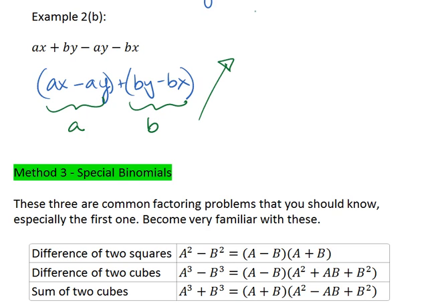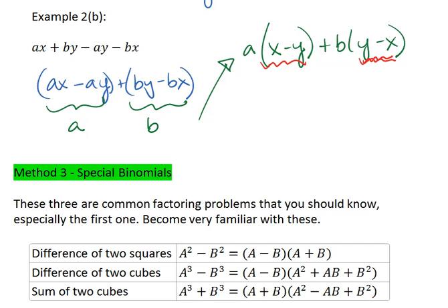Factoring out the common factor to each group, we have a times the quantity x minus y. And then for the second group, we have b times y minus x. Okay. Now what's left behind, the x minus y and the y minus x, are almost exactly the same. The problem is the signs are flipped in the second group. So what we'll do is we'll also factor out a negative 1, making this now a times x minus y minus b times x minus y.